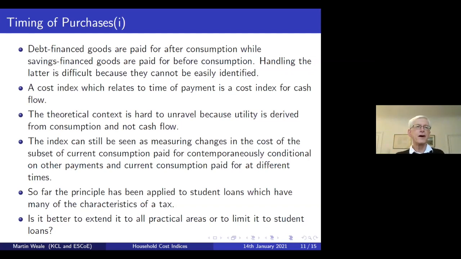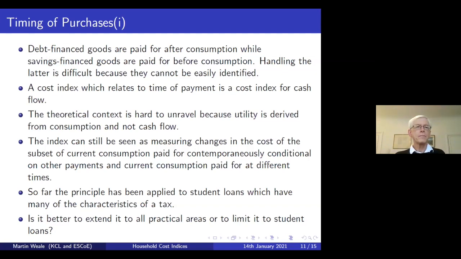And so far, the principle has been applied to student loans. Now, my view is that student loans have many of the characteristics of a tax. The amount that you repay while you have a debt depends on your income and not on the amount of the debt. The repayments stop after a maximum age. So my own view is that actually including student loans as a tax might not be a bad idea, although it does raise the question of other forms of taxation.